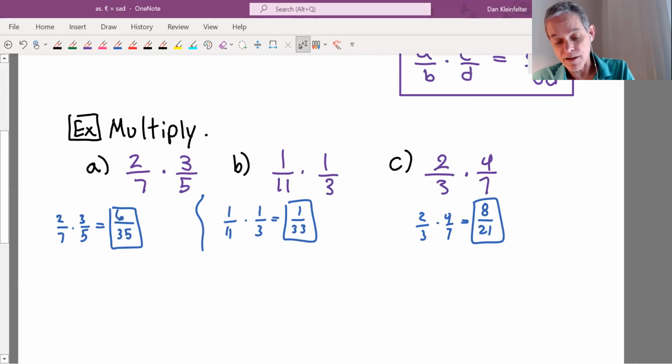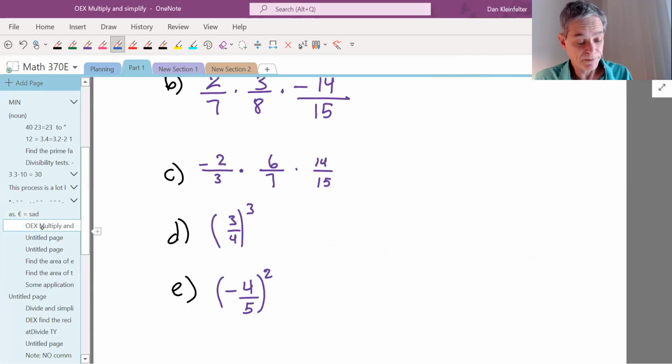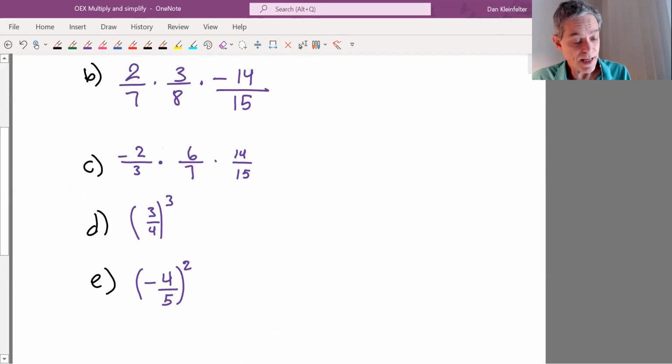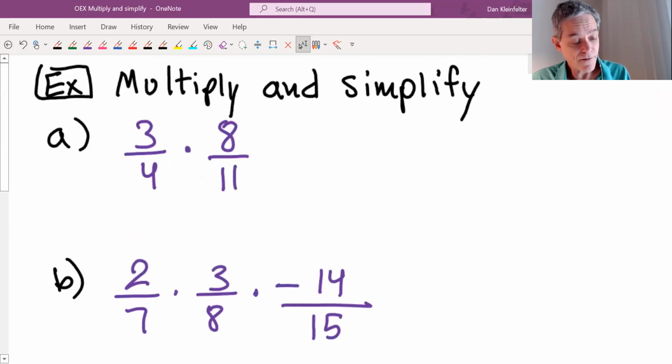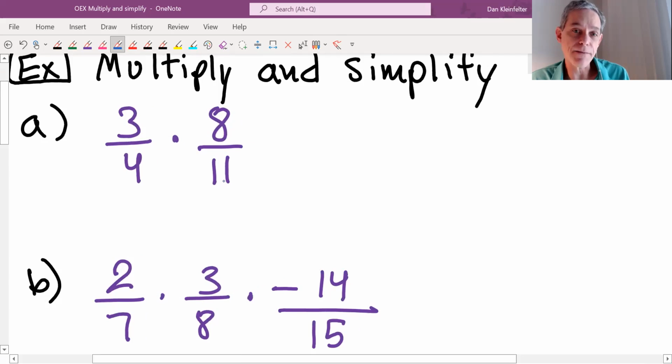In this video, as I said, we're going to focus on problems where we may need to do some simplification. So let's try that. Let's start first with this one. We have 3/4 times 8/11. And what we're going to do is remember the fundamental property of fractions. For a fraction, as you know, you can multiply or divide the numerator and denominator by the same number and have an equivalent fraction. So here, both 8 and 4 have a common factor of 4, and so we're going to divide both the numerator and denominator by 4.